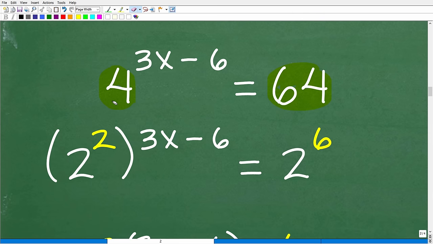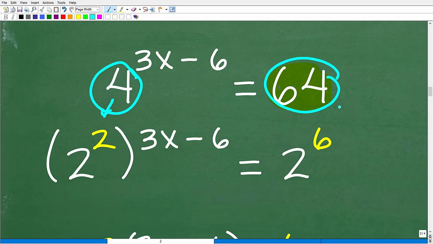So 4 is the same thing as 2 squared. So I want to write 4 as 2 squared because I can write 64 as a power of 2 as well. That's 2 to the 6. So 2 times 2 times 2 times 2, that's 1, 2, 3, 4 times 2. That's 5. This is 32 right here. Times another 2 gives me 64. So 64 is equal to 2 to the 6th power.